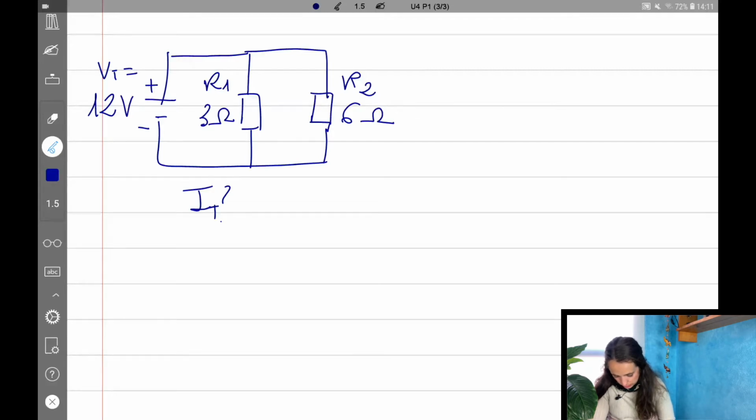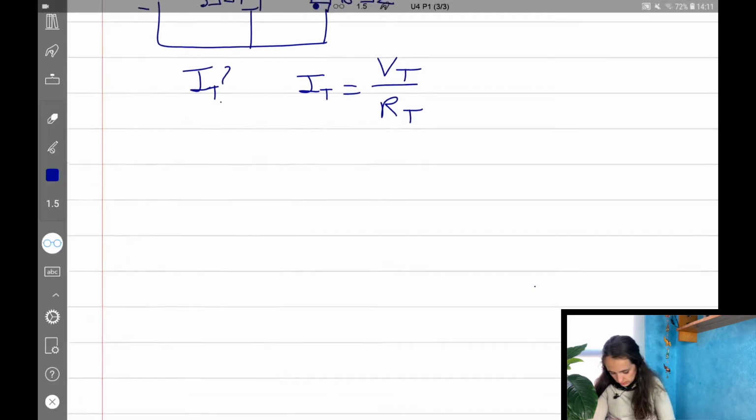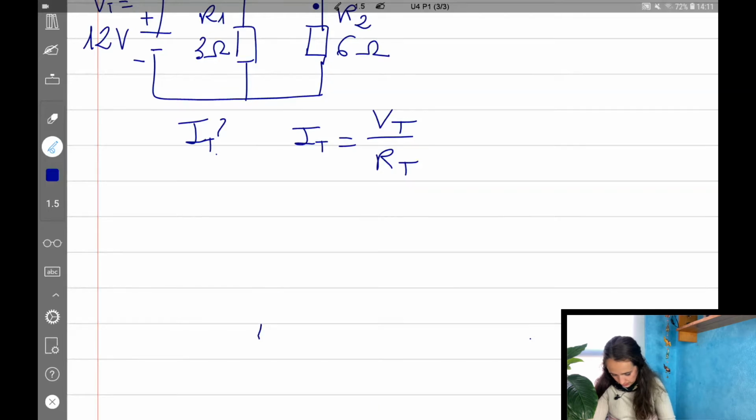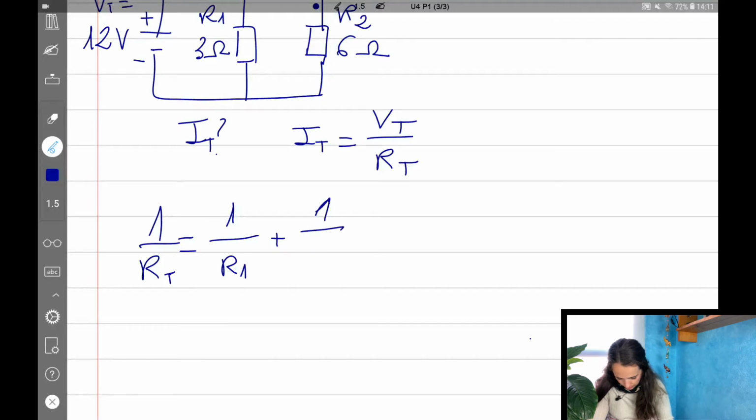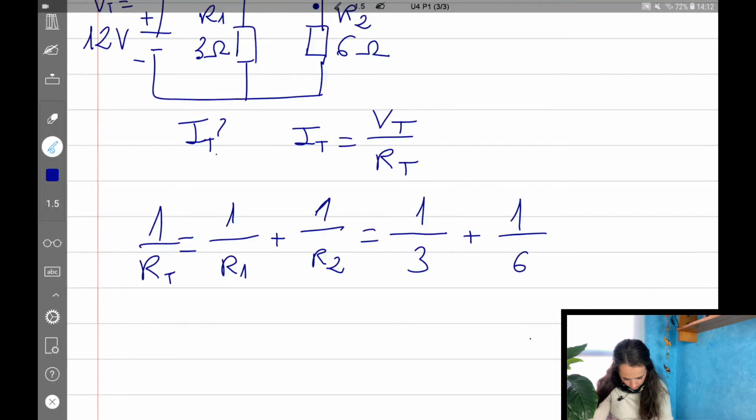So the thing is that to calculate the total intensity, we have to calculate the total resistance before, because you know that the formula is total intensity is equal to total voltage divided by total resistance. And as we don't know the total resistance, it's the first thing that we have to calculate. So we know that 1 divided by total resistance is the way of calculating it, and then we will invert this value to have the final value, okay? So 1 divided by resistance 1 plus 1 divided by resistance 2. So that is 1 divided by 3 plus 1 divided by 6.